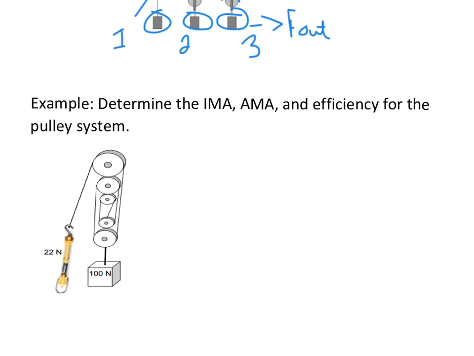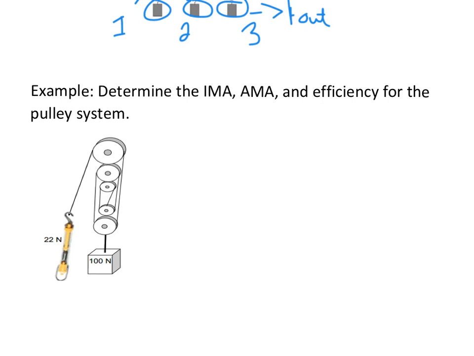We want to determine the IMA, AMA, and efficiency for this pulley system. So remember, IMA is just the number of ropes. So if we count the ropes that are supporting the object, and again, I usually draw a dotted line going halfway through, and count the ropes. We have 1, 2, 3, 4, 5, 6. You would have an IMA equal to 6.